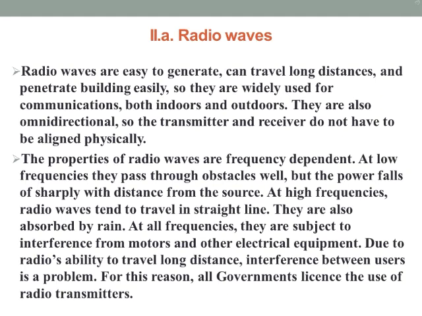The properties of radio waves are frequency dependent. At low frequencies, they pass through obstacles well. But the power falls off sharply with distance from the source. At high frequencies, radio waves tend to travel in straight line. They are also absorbed by rain.